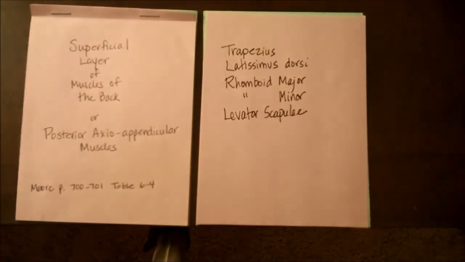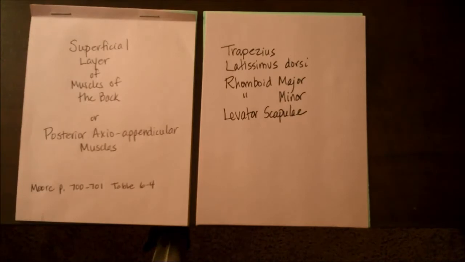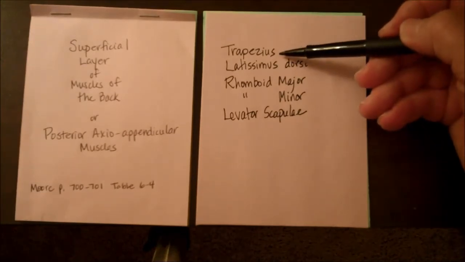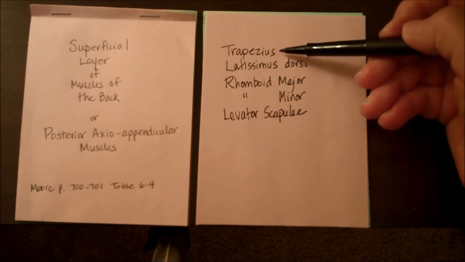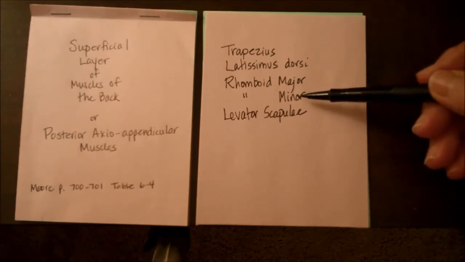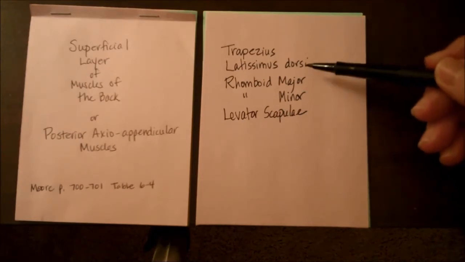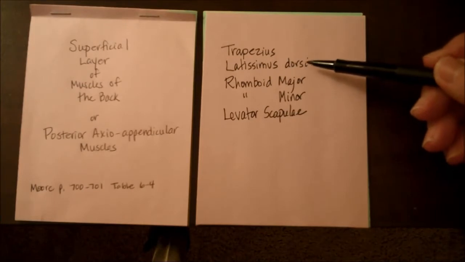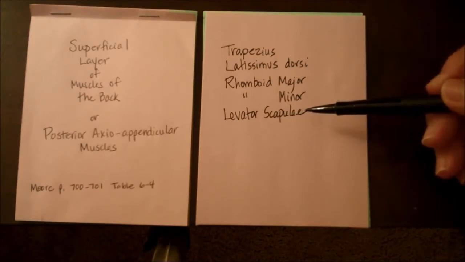So since they're not true back muscles, that means they're not innervated by dorsal primary rami. The trapezius is innervated by a cranial nerve, which is somewhat unusual. That's cranial nerve 11, the spinal accessory. Latissimus dorsi, rhomboid major, minor, and levator scapulae, all innervated by branches from the brachial plexus.